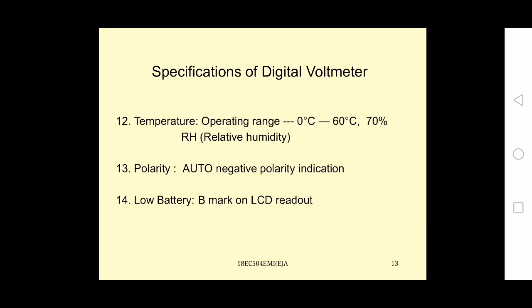Operating temperature range is from 0 to 60 degrees with a relative humidity of 70%. And for polarity, it has automatic negative polarity indication. Low battery is indicated by a B mark on the LCD readout. If you see the B on the LCD readout, it shows a low battery condition. And the power supply is 230 volts, 50 hertz, for your digital voltmeter.